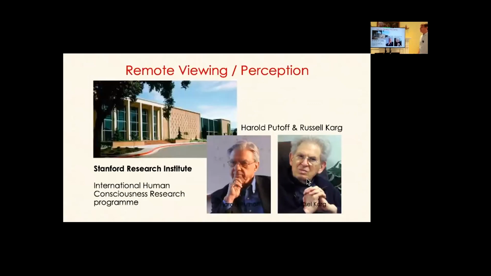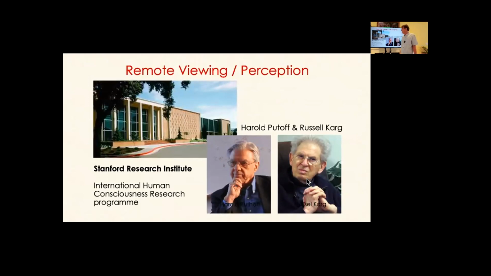So, I want to talk about how we can know that the mind has powers that the brain doesn't have. Never mind the qualia and everything else. Can we show that scientifically? Here is a system called remote viewing, or sometimes called remote perception.